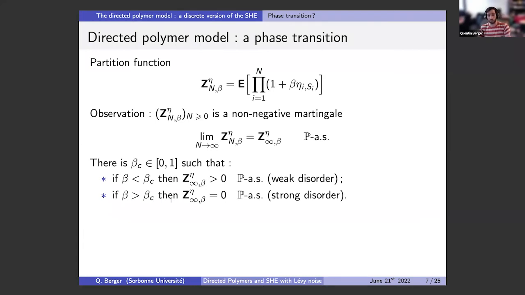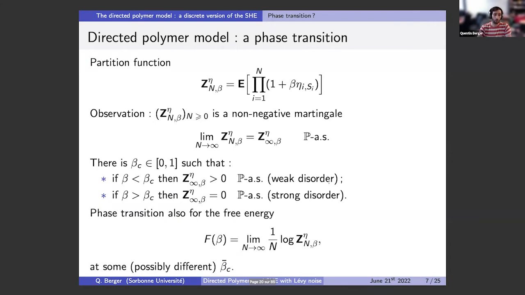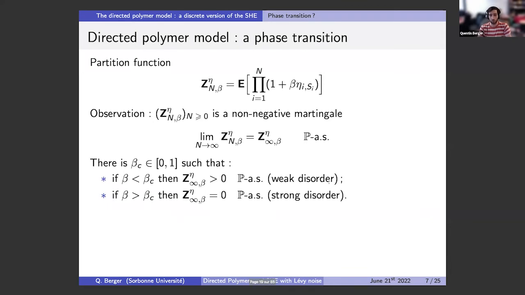And if beta is large enough, then you have what is called strong disorder, in a sense that you can make precise, and I won't make it precise here because I would have to write too many details, but the idea is that you have some favorite regions in the environment where the polymer goes. So you have some kind of localization properties of the polymer. And this is a phase transition. If beta is small, you have one type of behavior, and if beta is large, you have another type of behavior.